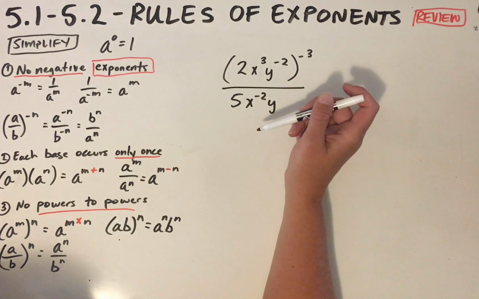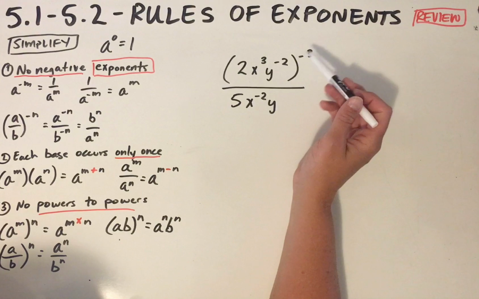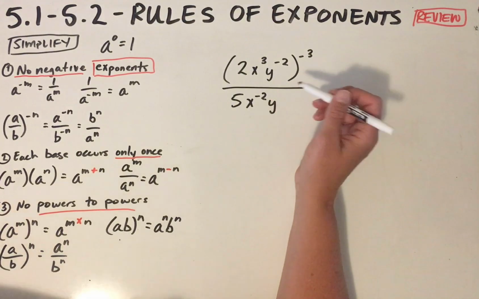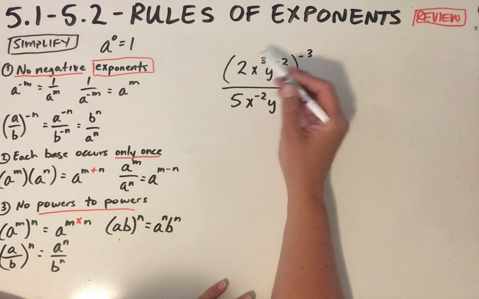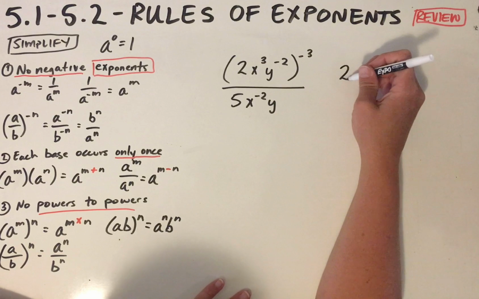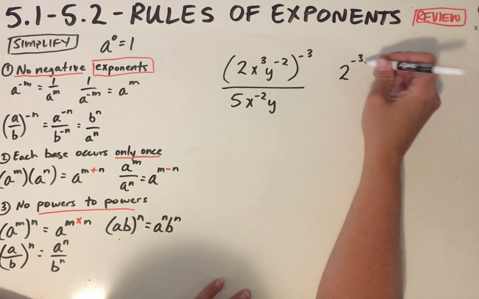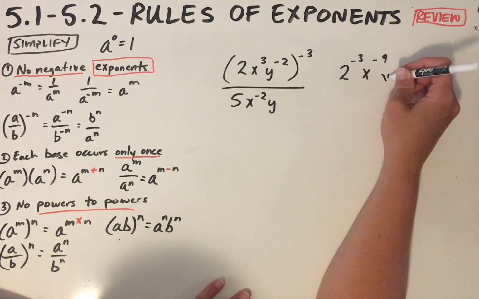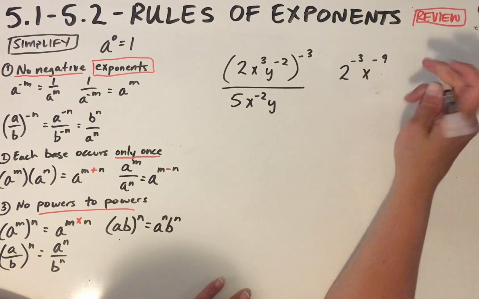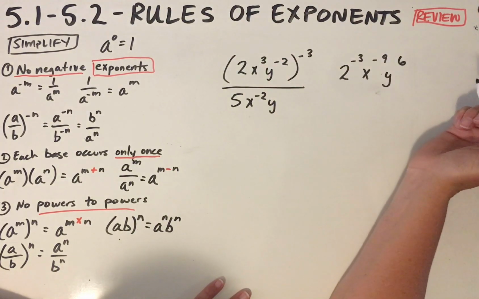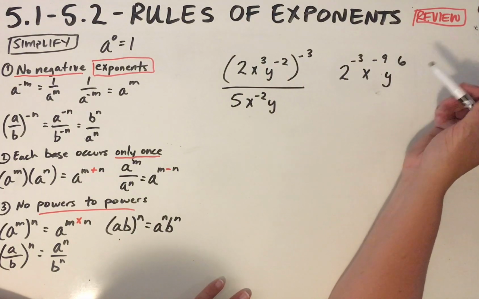But I have to deal with this in some kind of order, so I'm just going to get rid of this power to power first. So I'm going to look at only the top here. Well, this is a negative exponent, so I could just distribute the negative exponent and say this is 2 to the negative 3, x to the negative 9, y to the 6th, because the relationship of these exponents is multiplication.